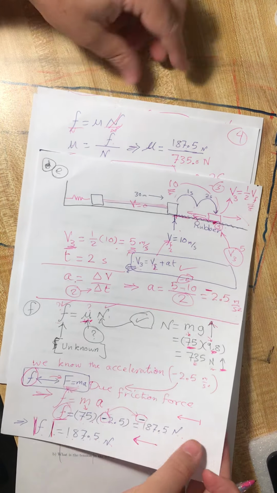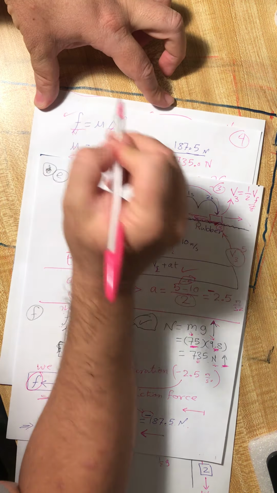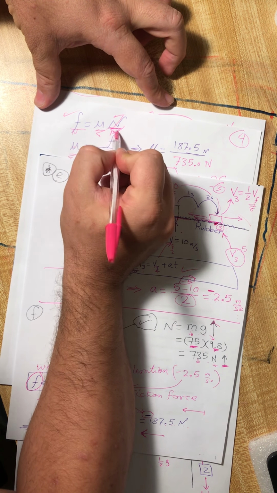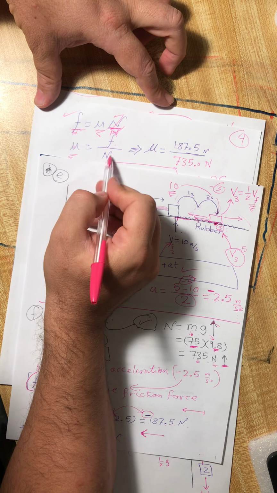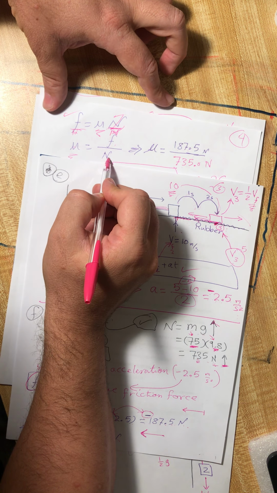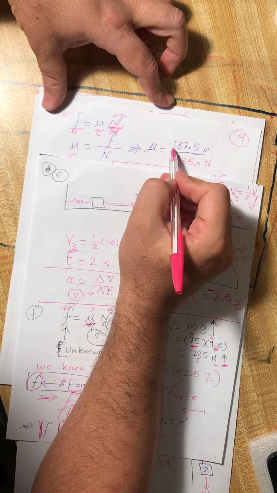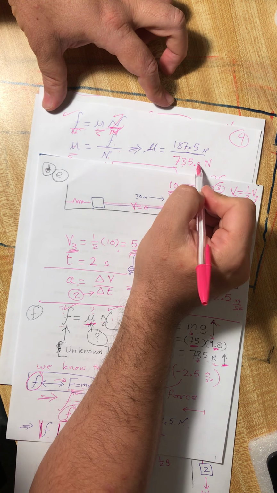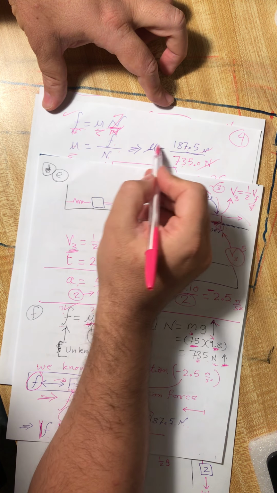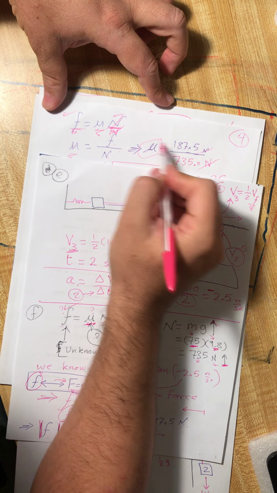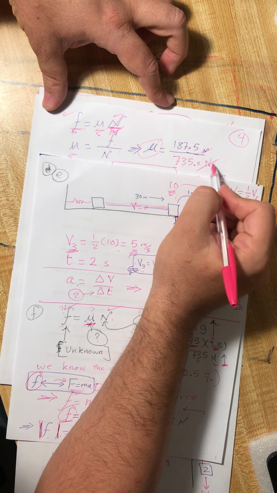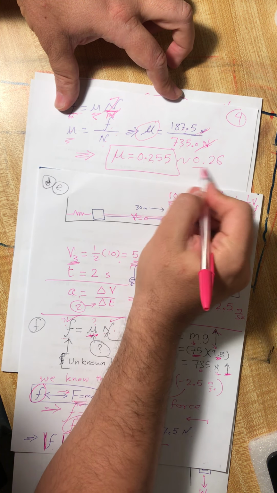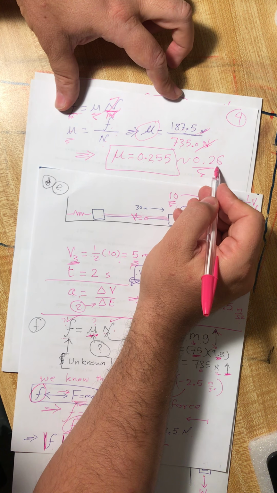Okay, finally, I know the friction force, I know the normal force, I don't know mu. I will divide over N, so mu is equal to F divided by N. F is 187.5, N is equal to 735.0 newtons. So the friction coefficient is unitless, because newton over newton cancels. Then the value is 0.255, or we can approximate it to two digits, and unitless.